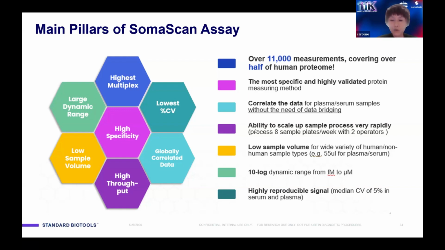Our assay has a very wide dynamic range of 10 logs for detection of proteins in the femtomolar to the micromolar range. And in terms of sample volume, if you're working with human plasma and serum, all you need is just 55 microliters. You do not need to do any purification of proteins from the plasma and serum. Just spin down the blood, get the plasma, or let it clot and get the serum, and then send us 55 microliters of the plasma or serum material.